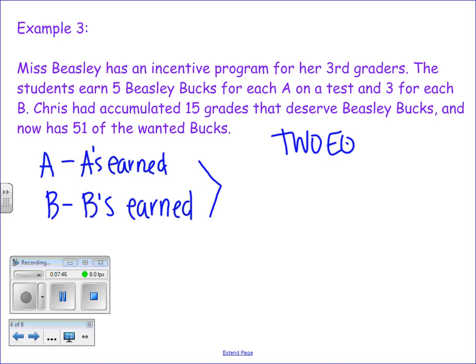Now that we've got those two things done, I need to find my two equations to make my system. So you guys pause the video here and see if you can come up with two equations that would go with this situation, then we'll check your answers.